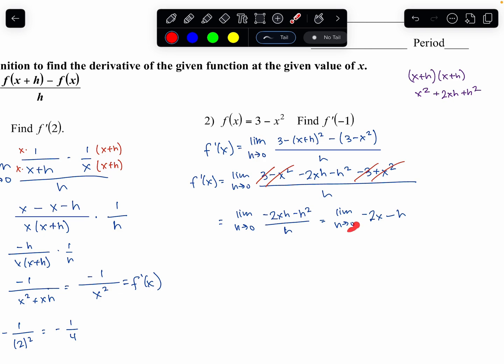And now we can evaluate our limit. The limit as h approaches 0 is going to be equal to negative 2x. So this is our derivative. And so f prime of negative 1 is going to be negative 2 times negative 1, which is going to be equal to 2. So the derivative of this function at x equals negative 1 is 2. Or in other words, the slope of this function at x equals negative 1 is 2.